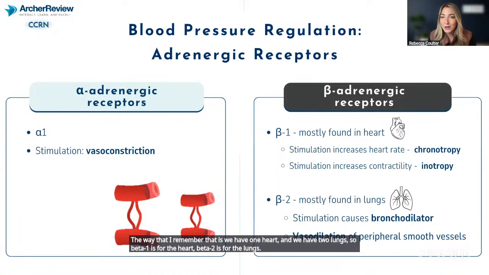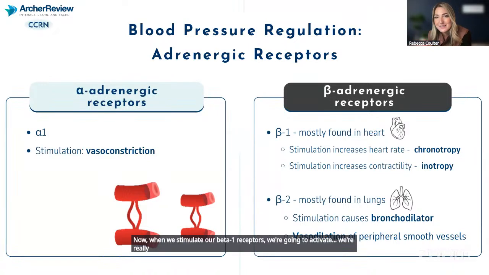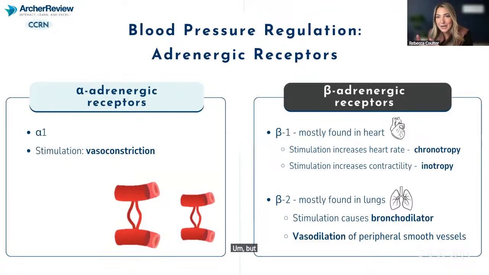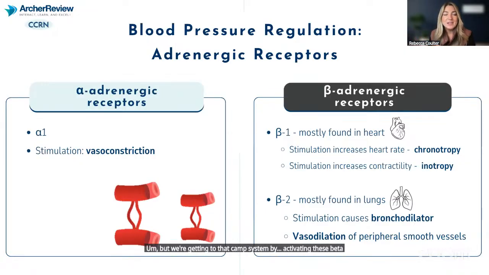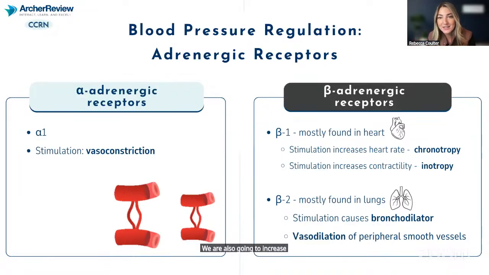Now, when we stimulate our beta 1 receptors, we're really activating the cAMP system, which we'll talk about in the next slide. But we're getting to that cAMP system by activating these beta 1 receptors. So we're going to see two main responses from stimulating beta 1. We are going to increase heart rate, which we refer to as chronotropy, meaning we're increasing that time, beats per minute. We are also going to increase contractility. So how hard is the heart squeezing?